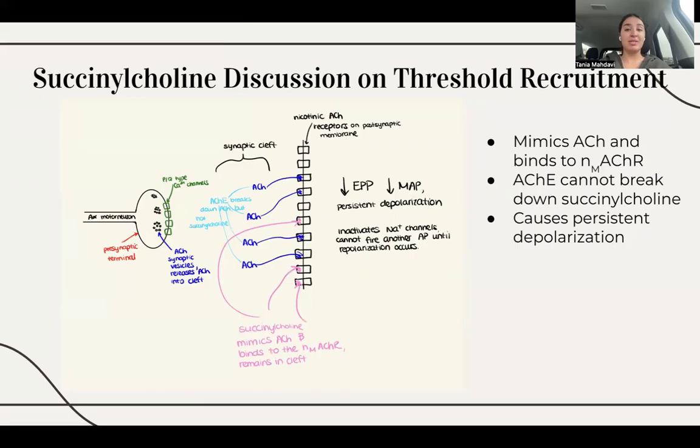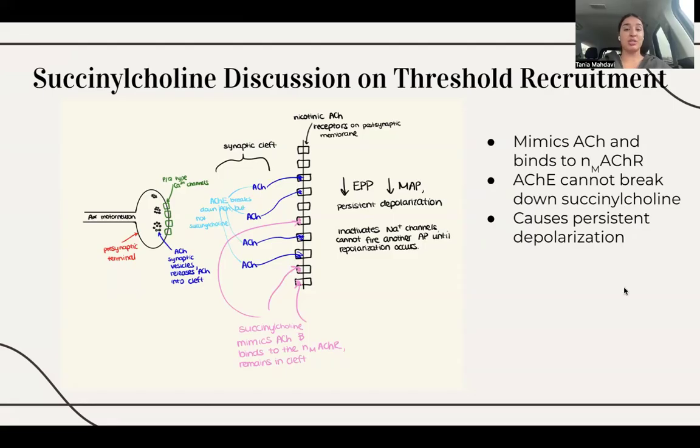However, AChE does not break down succinylcholine, so it stays in the synaptic cleft the whole time, bound to the nicotinic receptors. As a result, there's a persistent depolarization, which causes the voltage-gated sodium channels to remain in a constant inactivated state. This prevents repolarization from occurring, and no new action potential can occur because these voltage-gated channels respond to a certain voltage in order to activate.